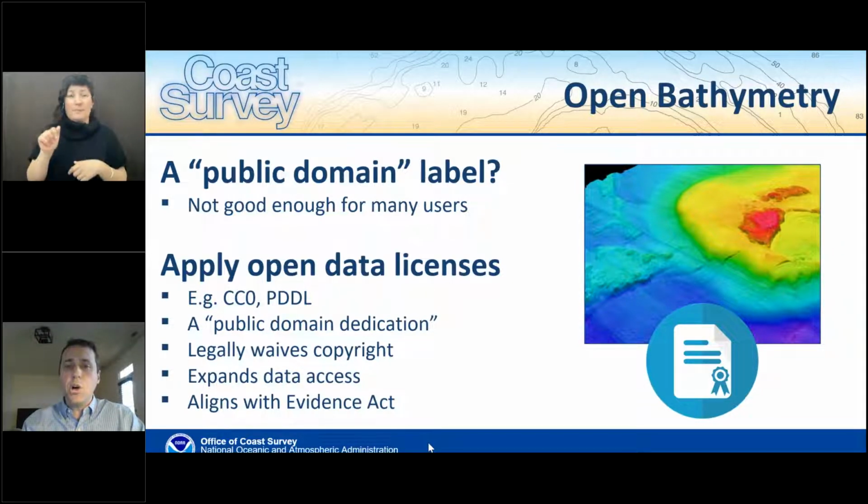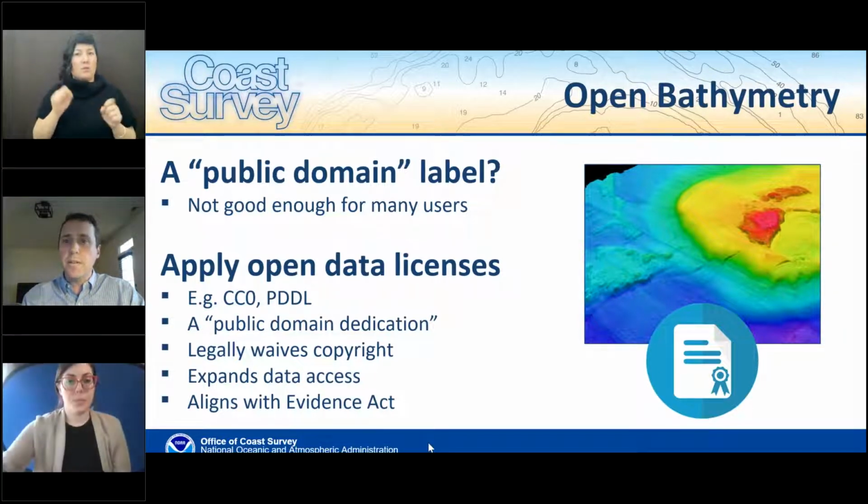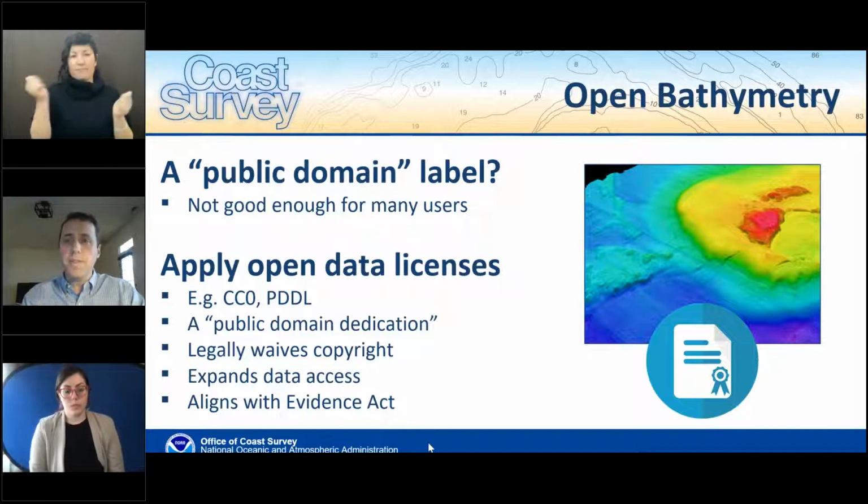The application of an open data license onto bathymetry removes all this ambiguity. So when I say open license in this context, I'm referring specifically to the public domain dedication licenses, and the ones most commonly known are CC0 from Creative Commons or PDDL from Open Data Commons. Of note, CC0 has been recommended explicitly by the US government for US government work, and these licenses legally remove copyright and give all users the assurance they need to freely use the data. So this makes us much more aligned with the Evidence Act and the open data requirements, and therefore we're achieving the objectives within the NOAA data strategy.